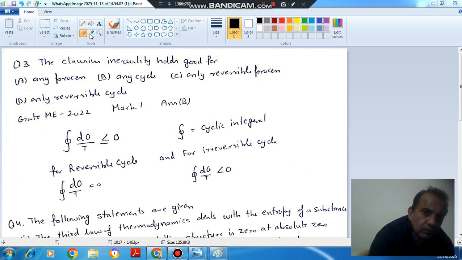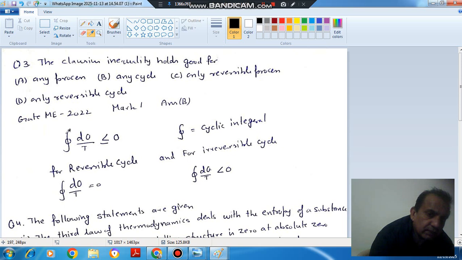Next question, question number 3. The Clausius inequality holds for option A, any process; option B, any cycle; option C, any reversible process; option D, only reversible cycle.